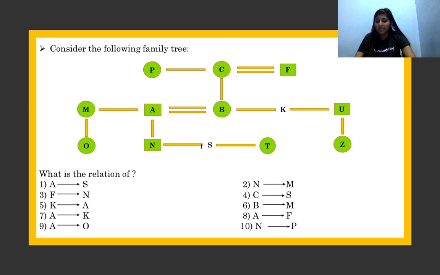Single line implies sibling relation, brother, sister. M is the aunt of N, yes, and N is the nephew. Okay, father's sister, aunt, and brother's son, nephew. Correct. Next.